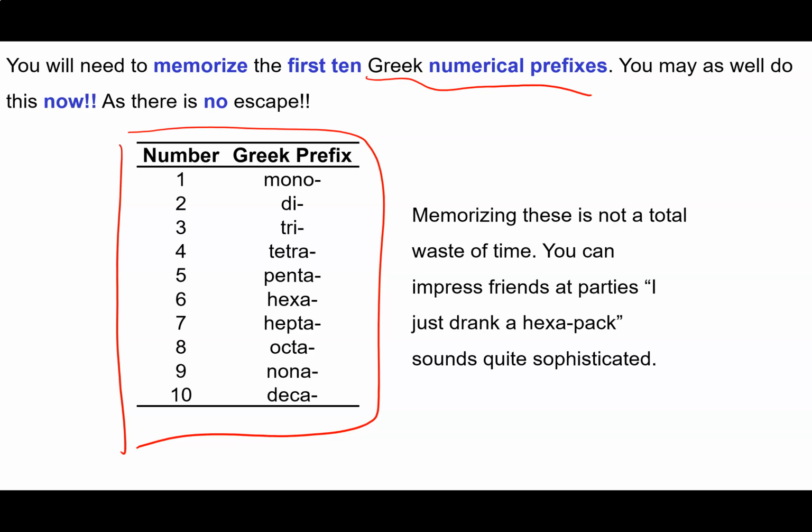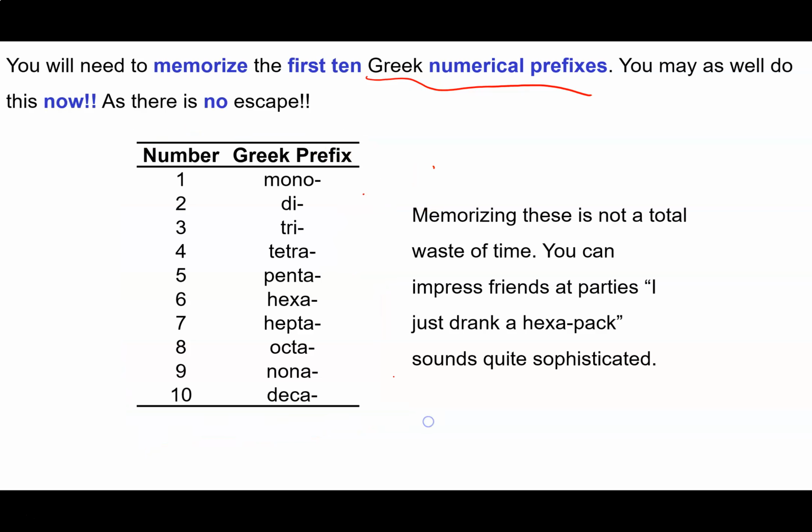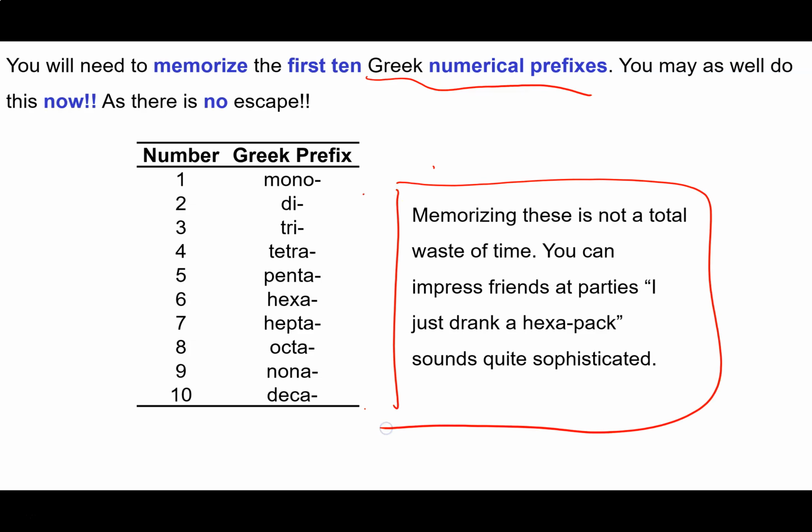It is important to not confuse them with the Latin prefixes, so things like uni, bi, tri, quad, and so forth. That might be familiar to you. The 3 is tri, okay? So that's something to be aware of. I always say, you have to know it if you're going to study chemistry, so don't stress about it, just get it done. And memorizing these isn't a total waste of time. Impressing friends at parties with I just drank a hexapack sounds a lot better than I just drank a 6-pack.